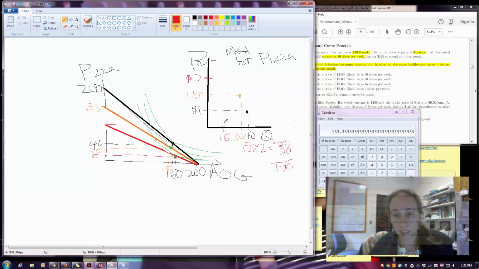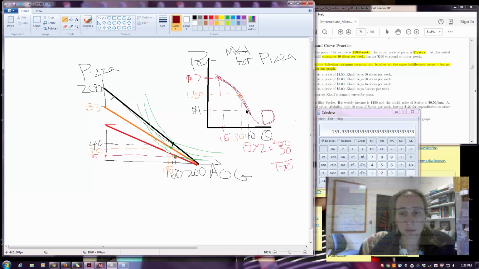he now only chooses 15 pizza. And what we do when we connect these points, well, maybe it's not going to be a straight line actually. Let me get rid of this one. I don't know where undo is. There it is. Then when we connect these points in maroon, this that we're mapping out here, that's connecting those points, this is his demand for pizza.